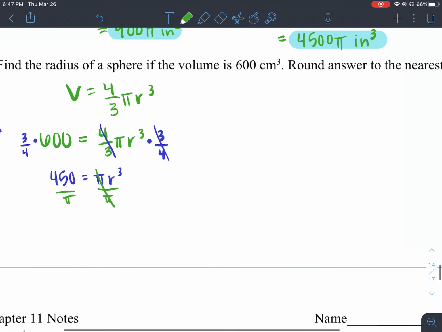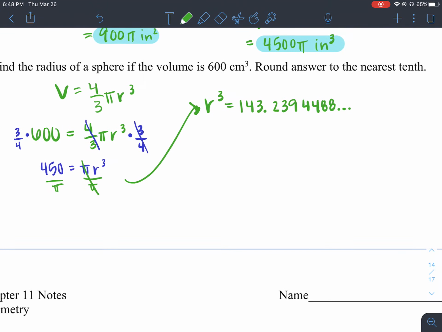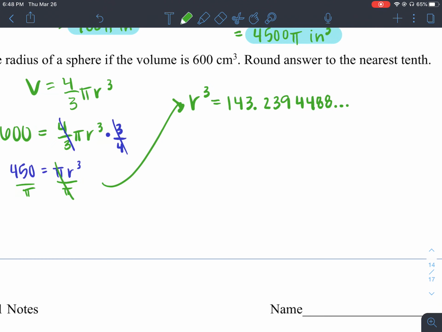So this is where, okay, we know we're going to round our final answer, but this is where I'm going to keep the decimal in the middle. I'm going to get my radius cubed is equal to 450 divided by pi. And I do that, and I get 143.2394488, and I know that number is going to keep going. That's all my calculator gives me, but it goes much further than that. Remember, we want to round our final answer to the nearest tenth, not the numbers in the middle of the problem. I want to keep that long decimal as much as I can.